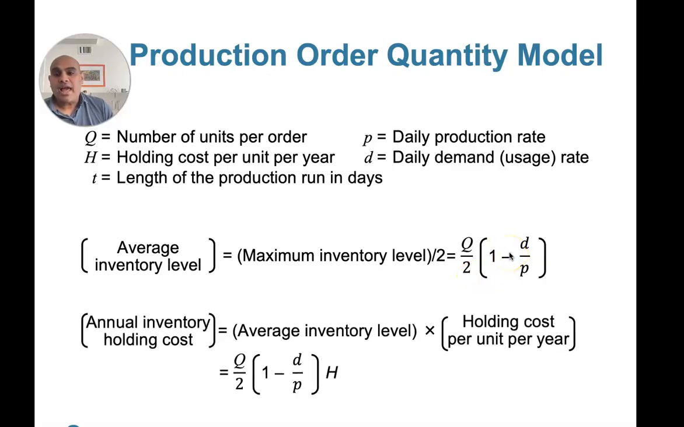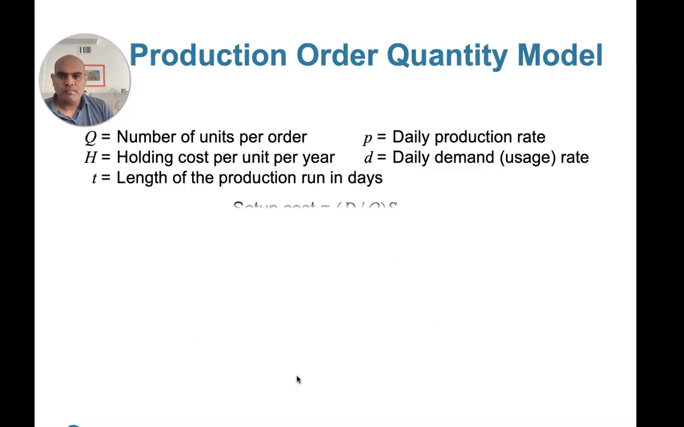Okay. So the annual holding cost will be the average inventory level times the holding cost per unit per year. So Q over 2 times 1 minus D over P times H. So with the economic order quantity model, we did not have this expression 1 minus D over P as part of the formula. That is the major difference, like I said, between the economic order quantity model and the production order quantity model. All right.